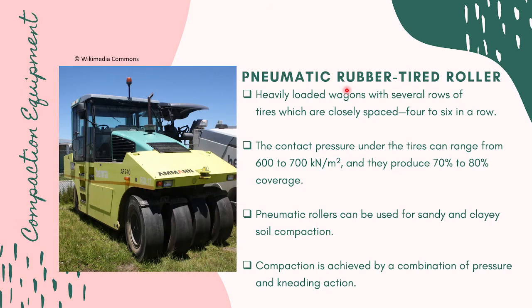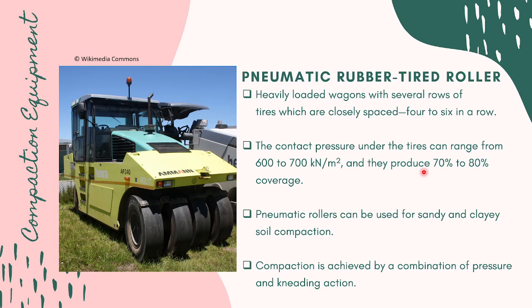Next, we have the pneumatic rubber tired roller. Unlike the smooth wheel, we have the spaces between the tires. These are heavily loaded wagons with several rows of tires which are closely spaced. We have 4 to 6 in a row, but in this model, we only have 4 tires. So 1, 2, 3, 4.